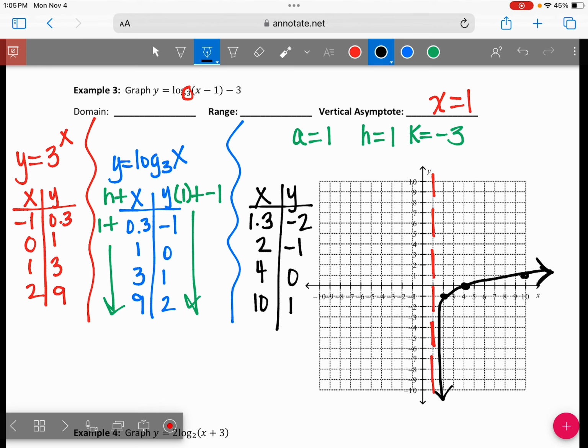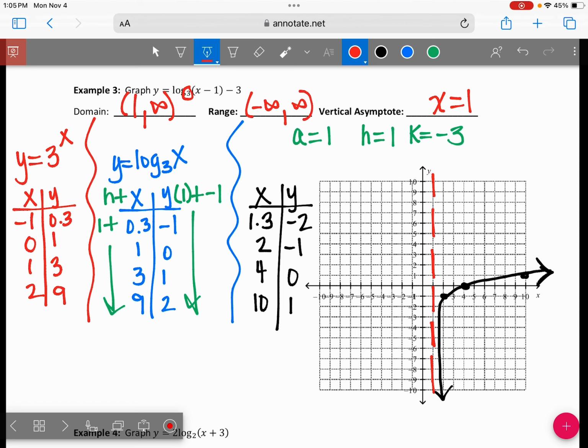What would be our domain for this function? Is it all real numbers? No. What's our domain? 1 to positive infinity. But our range is all real numbers.